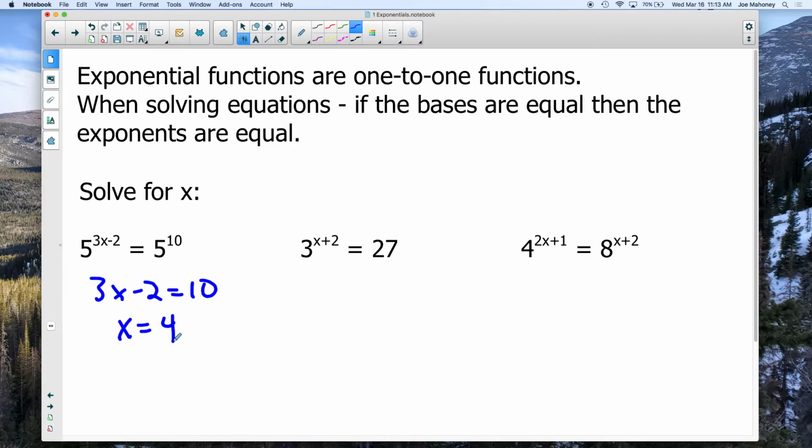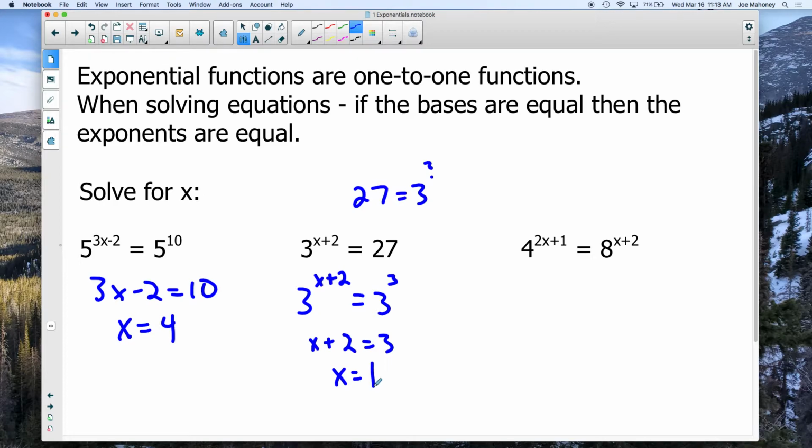This one's a little bit different. So I've got to think, can I write 27 as 3 to the something power? Sure can. So I can get my bases the same because 27 is 3 to the third power. And now I get x plus 2 equals 3, so x equals 1.